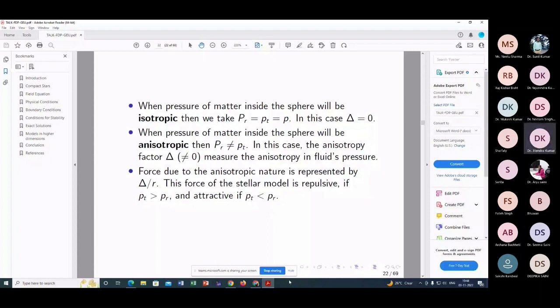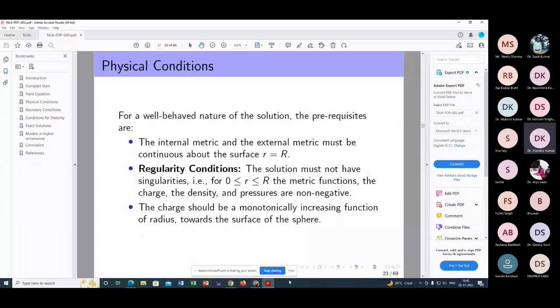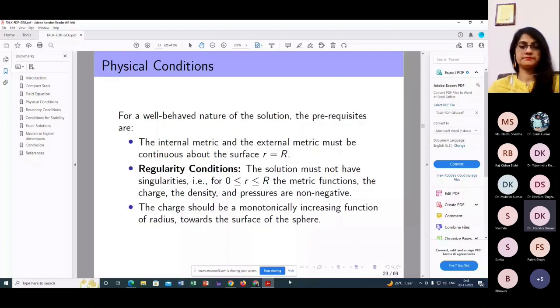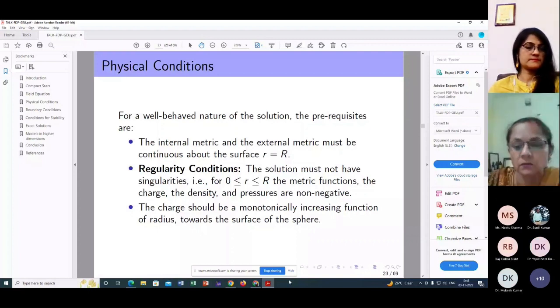So these are some basic things of the governing equations to establish the model to represent the compact stars. After that, we have some stable criteria of the models. Suppose we obtain some model, then how can we say that models are stable or not, physically acceptable or not? So there we have some physical conditions, and these conditions must be satisfied by the model, and if these conditions are satisfied, then we can say that models are physically acceptable or well behaved in nature.